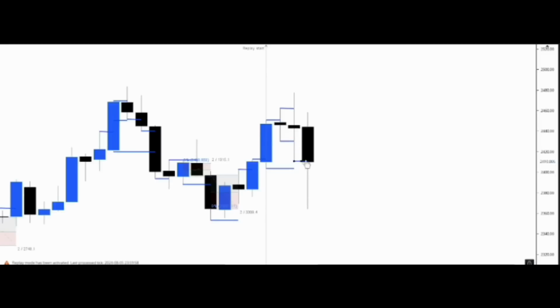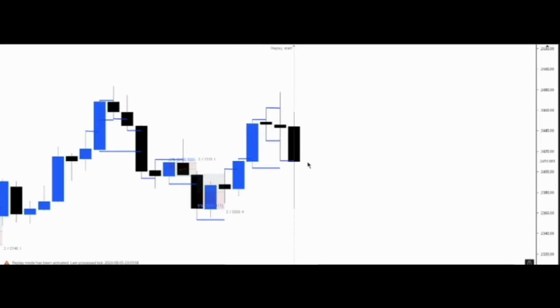But look at the way price is reacting here. It closed below this previous candle's low. Once you find that it closed below, that tells you that price is likely to continue with this bearish movement. So we want to look for an opportunity to go short from here. Now remember what I told you.